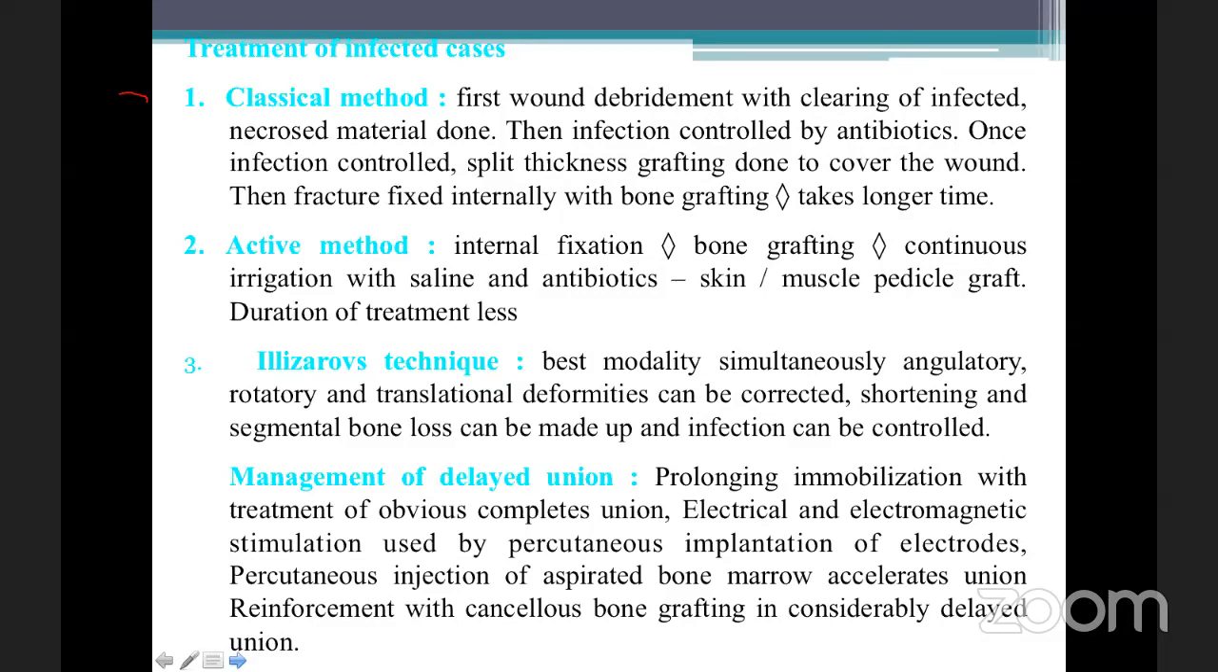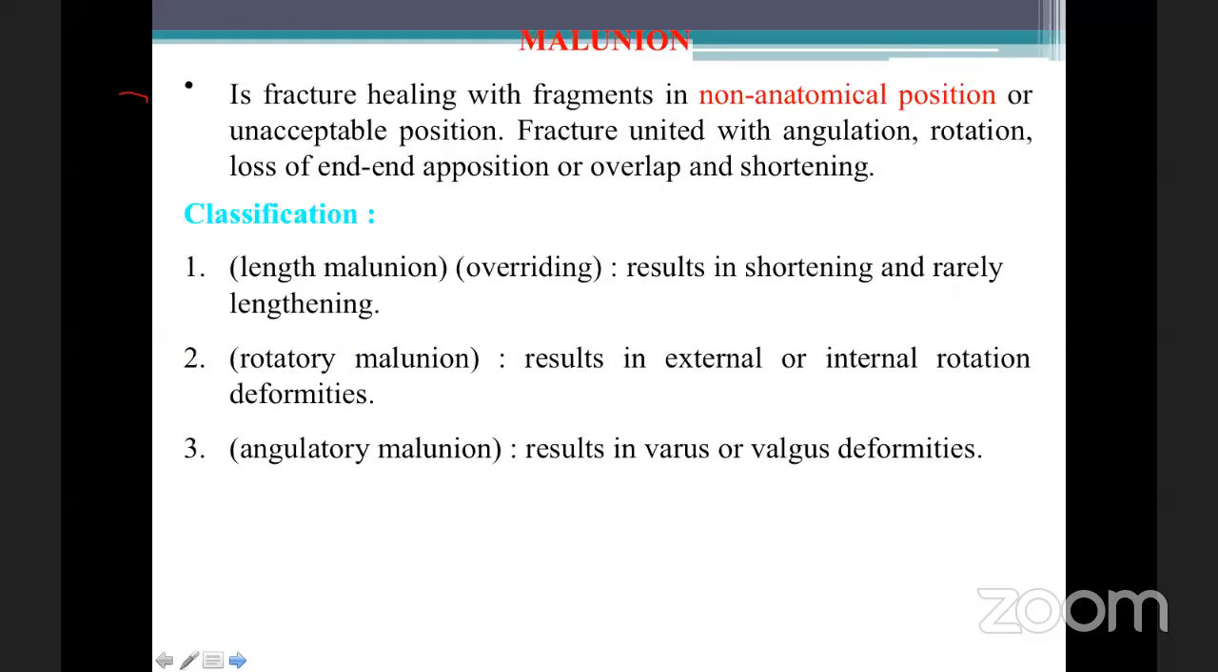And management of delayed union is prolonged immobilization and electrical and electromagnetic stimulation, or percutaneous injection of aspirated bone marrow, which is very rich in mesenchymal stem cells, which can potentiate the bone growth. So that ends the delayed union or non-union part.